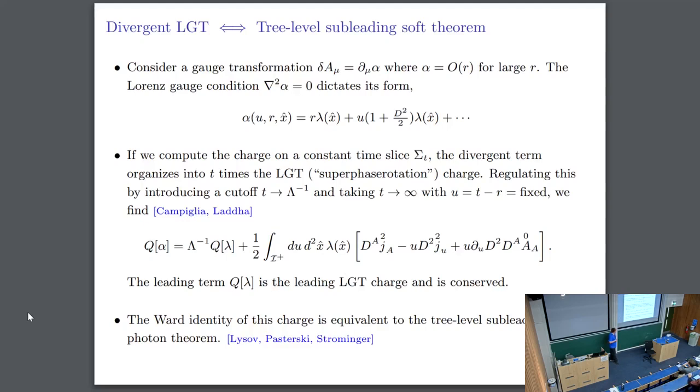So for the Ward identity computed from this divergent charge, we only have to worry about this finite piece. And it turns out that the Ward identity is exactly the tree-level subleading soft photon theorem. So this is what happens at tree level.